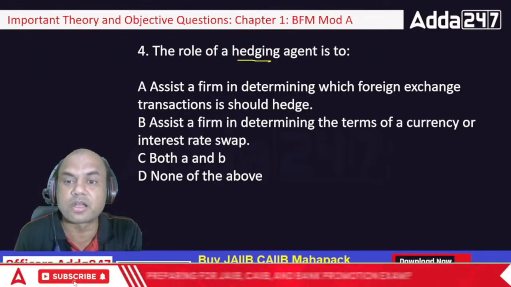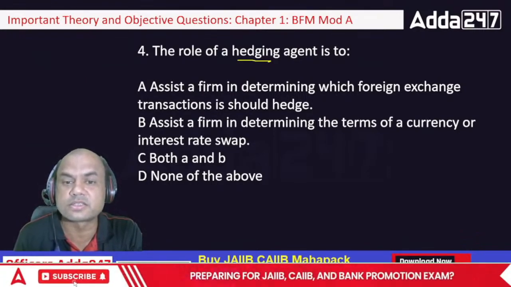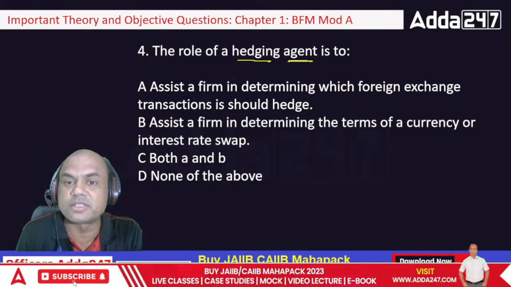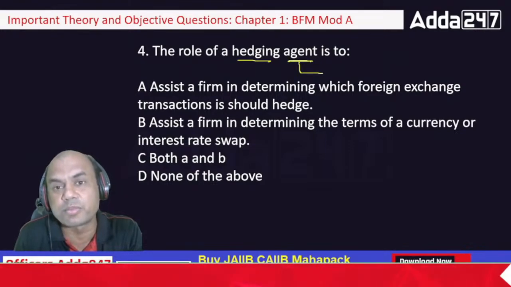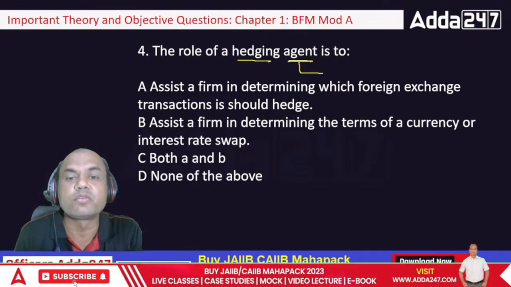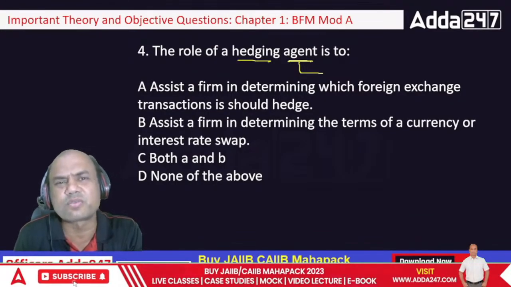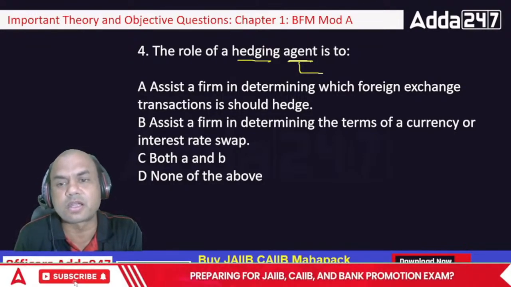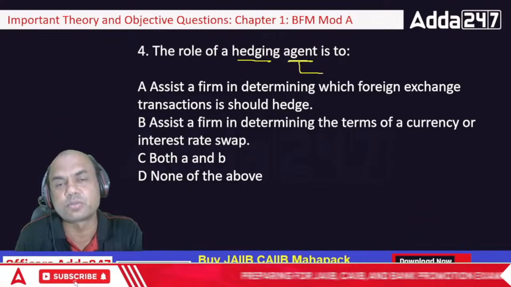Assist a firm in determining which foreign exchange transaction should be hedged. So why is this agent over there? Agent means it's a human being or a party or a company, anything it can be. So any individual, natural or artificial person. So what does that person do? It's a sort of help required. So assist the firm in determining which foreign exchange transaction should be hedged.